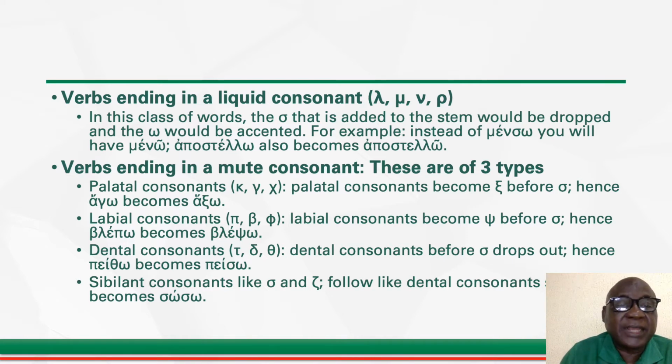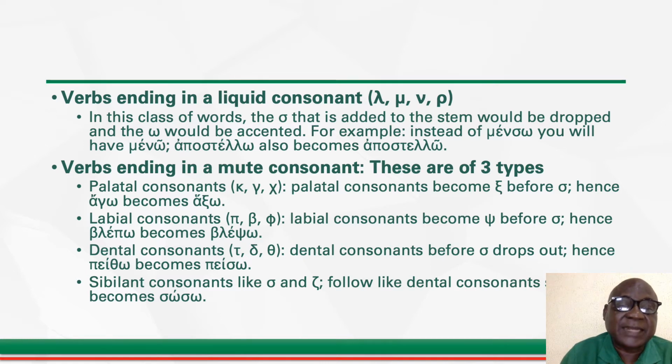Now, in the case of mute consonants, palatal consonants are kappa, gamma, chi. They become xi before sigma. So ago becomes axo. Labial consonants like pi, beta, phi will become psi before sigma. So blepo becomes blepso.